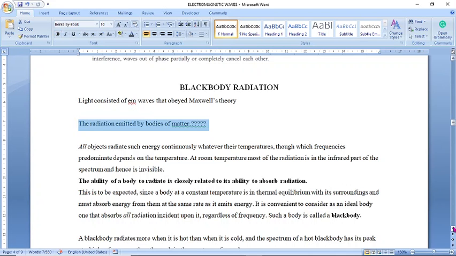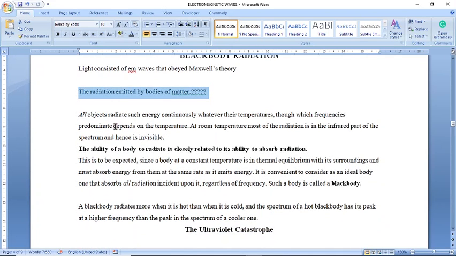And the experiment showed that all objects radiate energy continuously, whatever their temperatures, though which frequencies predominate depends on the temperature. നമ്മൾ ഒരു മെറ്റൽ, ഒരു ഇരുമ്പ്, ഒരു ദണ്ട് നിങ്ങൾ ചൂടാക്കി കഴിഞ്ഞാൽ നിങ്ങൾക്ക് മനസ്സിലാക്കാൻ പറ്റും. ചൂടാവുമ്പോൾ അത് റെഡ് കളർ, പിന്നെ യെല്ലോ, പിന്നെ അത് വൈറ്റ് ലൈറ്റ്. ഇപ്പോൾ ചൂട് കൂടുന്നതിനനുസരിച്ച് അതിൻ്റെ കളർ ഇങ്ങനെ മാറി വരുന്നത് നിങ്ങൾക്ക് കാണാൻ പറ്റും. ഇറ്റ് ഗോസ് ടു ദി വൈറ്റ് ലൈറ്റ് റീജിയൻ.